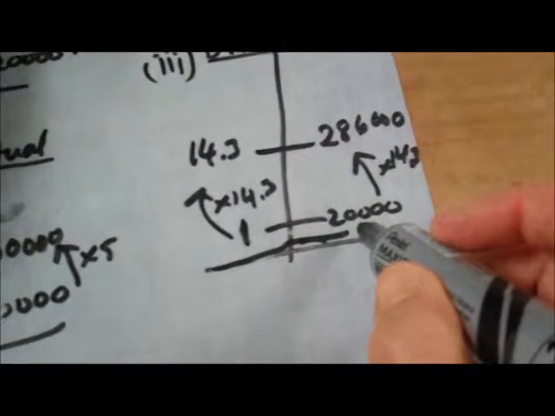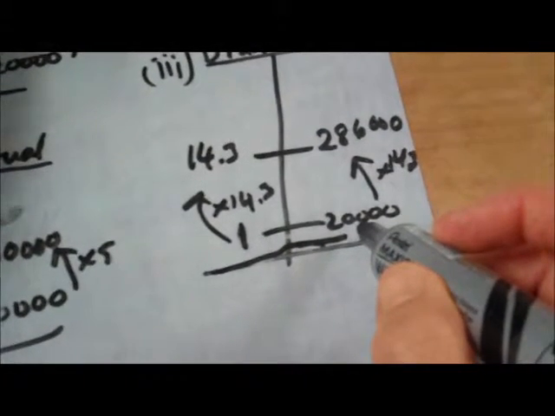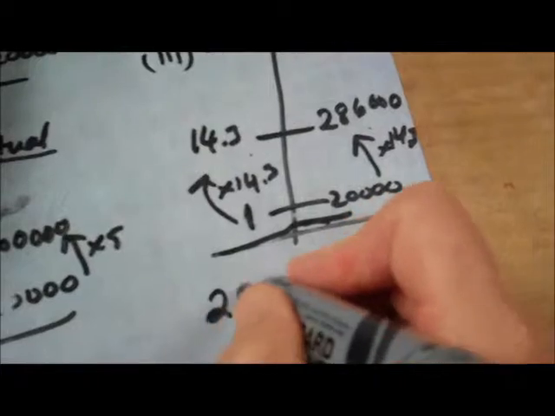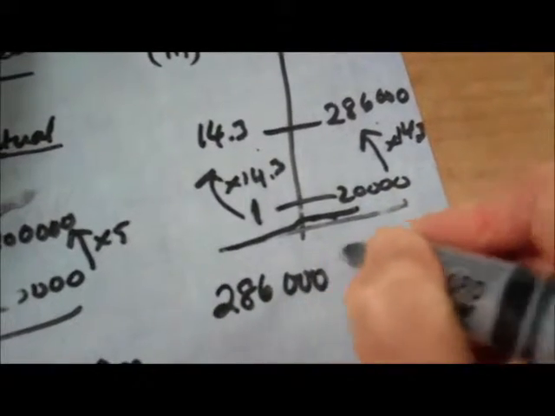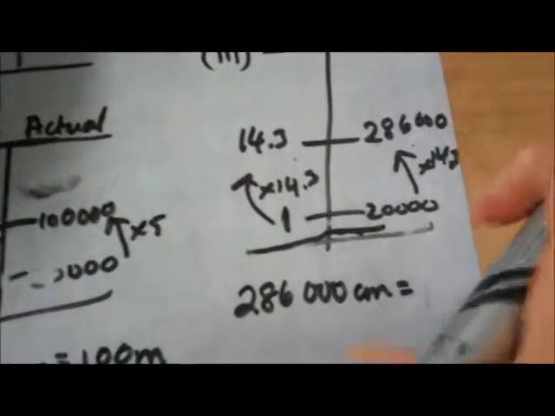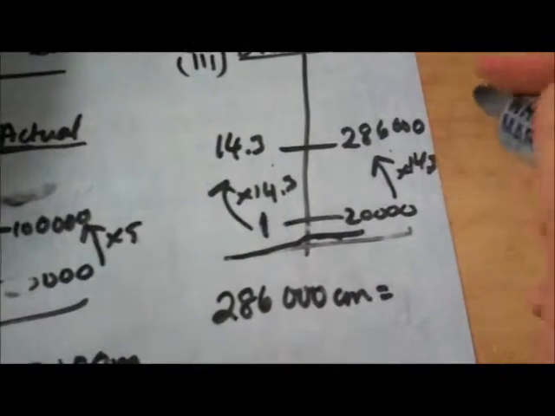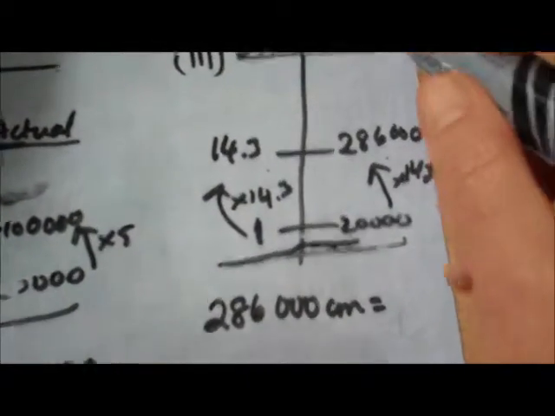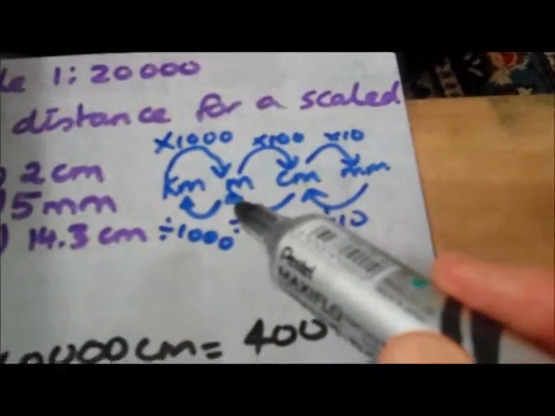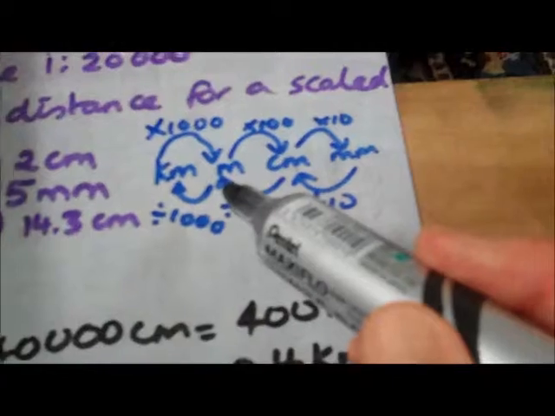Now let's have a look at that. So if this is in centimeters, this is in centimeters. So 286,000 centimeters. Let's have a look. What am I going to end up with? I've got to get rid of at least 3 zeros, don't I, to make it a reasonable number. So let's have a look. Centimeters to meters is only 2 decimal places.